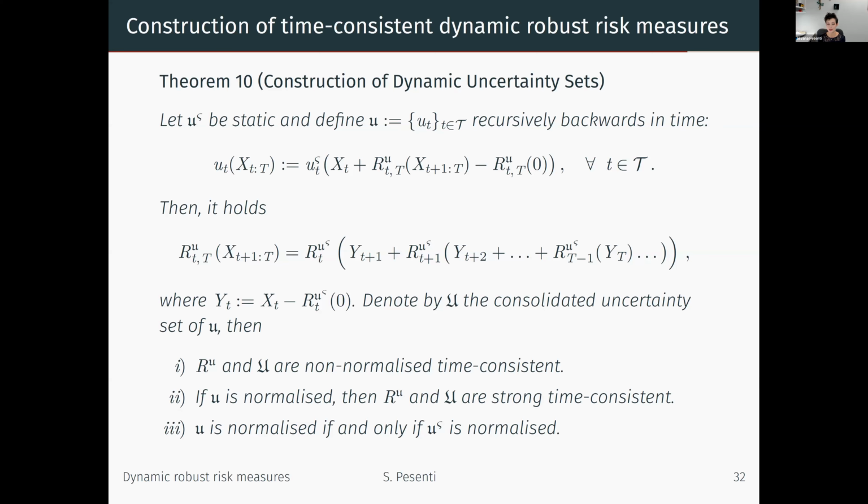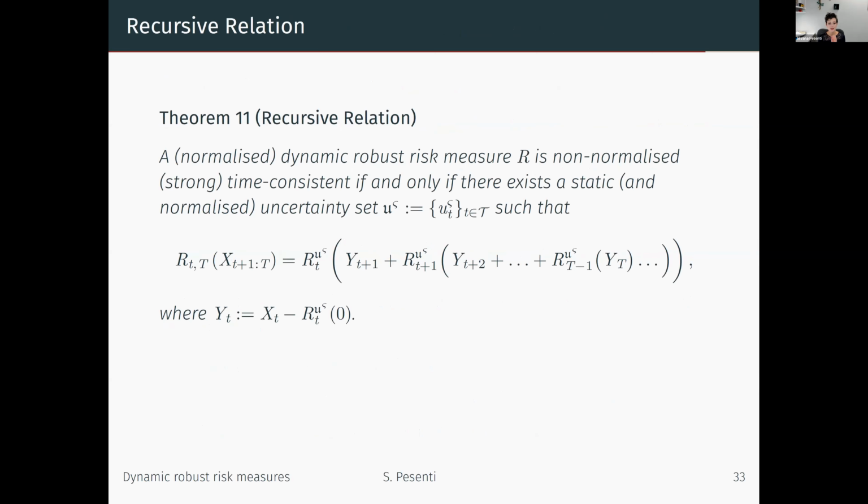We can get an if and only if statement in that sense. So here, this is the if and only if statement. So let's say we start with a normalized dynamic robust risk measure that is strong time consistent. Then we have an if and only if there exists a static uncertainty set such that this equation holds.